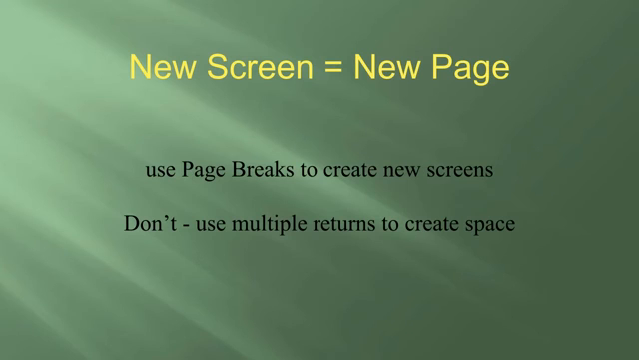And it's very important to think of a new screen as you would a new page with a print book. And we're going to use page breaks to create new screens. Do not use multiple paragraph returns to create space or to create a new chapter. That's a common mistake that a lot of new authors make.